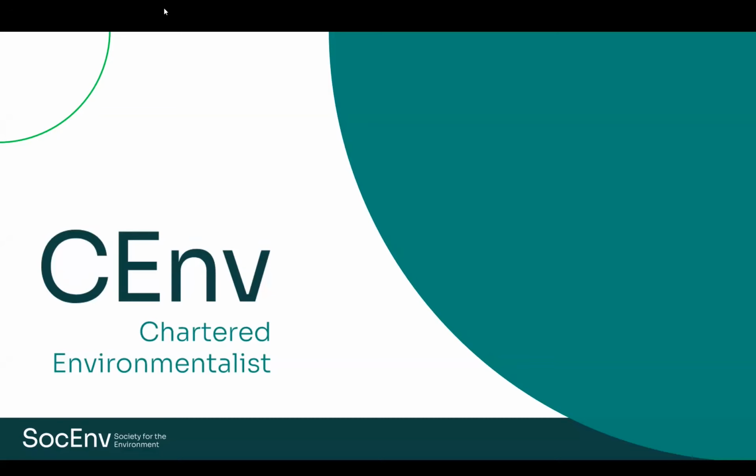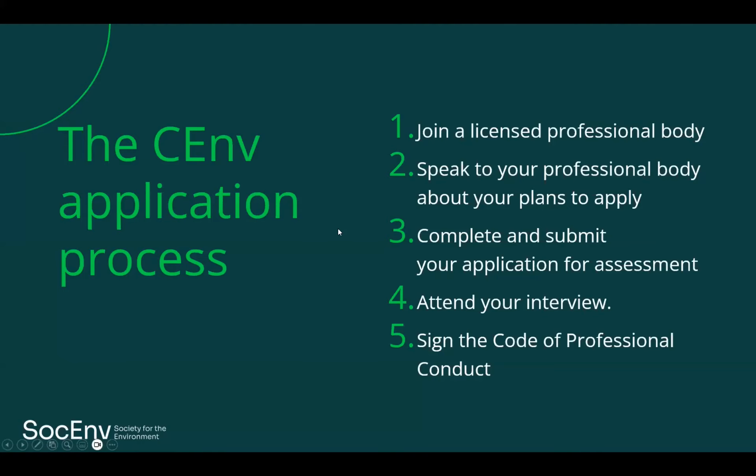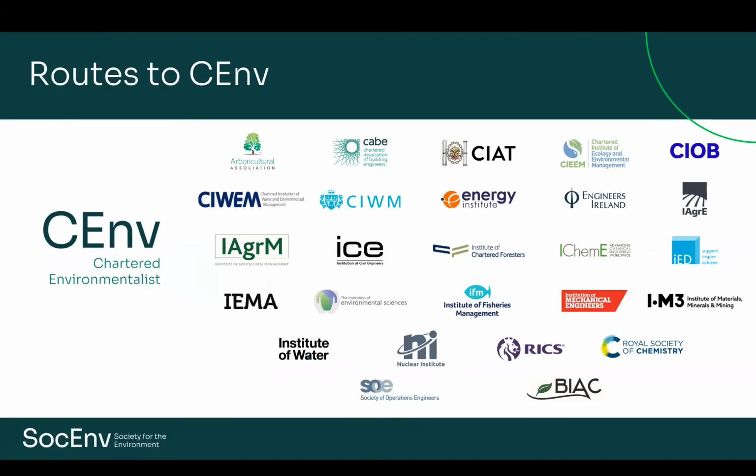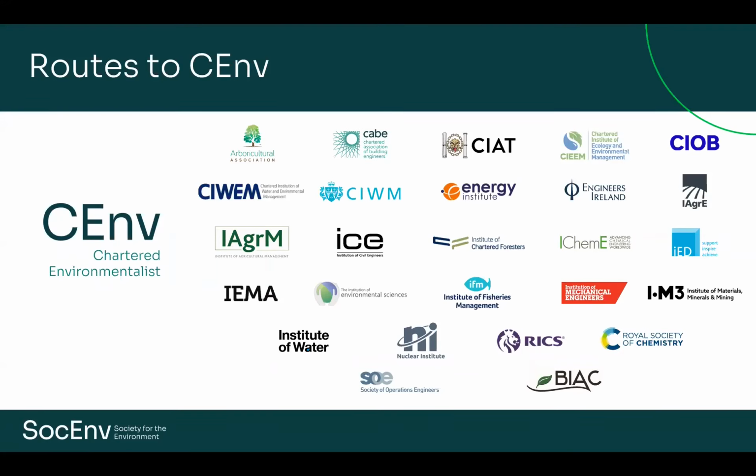Today, we are focusing on CEnv and how to become a Chartered Environmentalist. These are the 5 steps you need to take to become a CEnv. Firstly, if you've not done so already, join one of our licensed professional bodies. Now, here are the names and logos of the 26 professional bodies we currently license to assess and register appropriately qualified and experienced individuals for CEnv. We will soon be announcing our 27th licensed professional body.